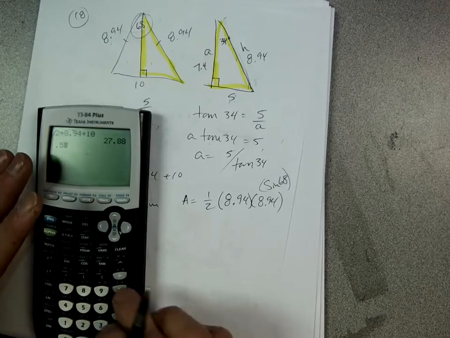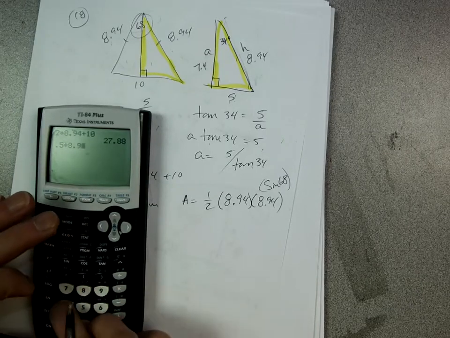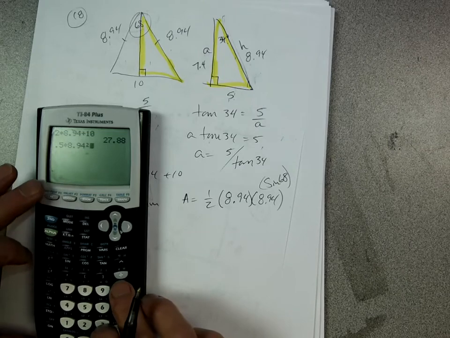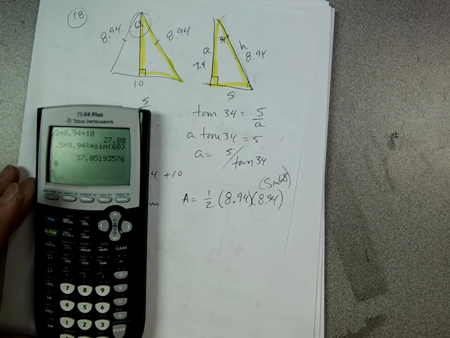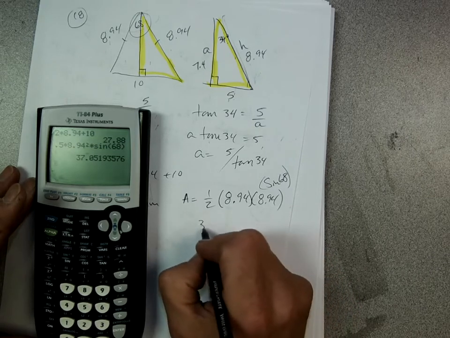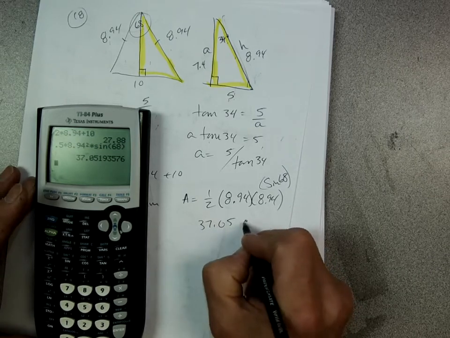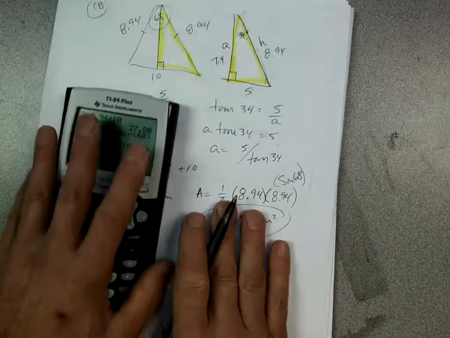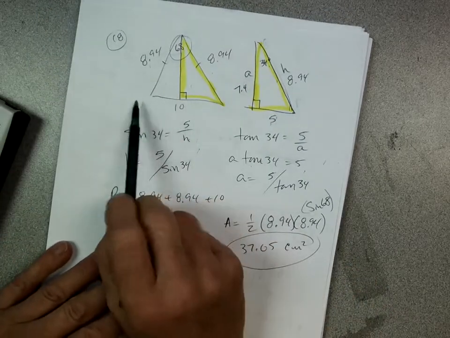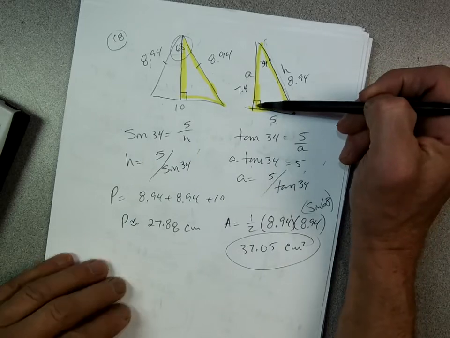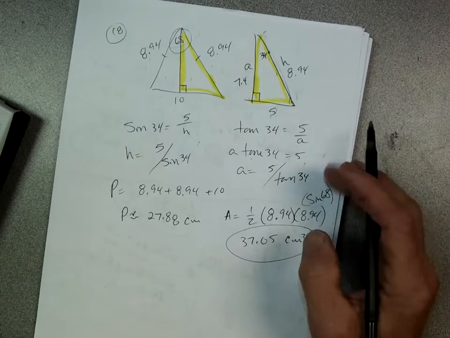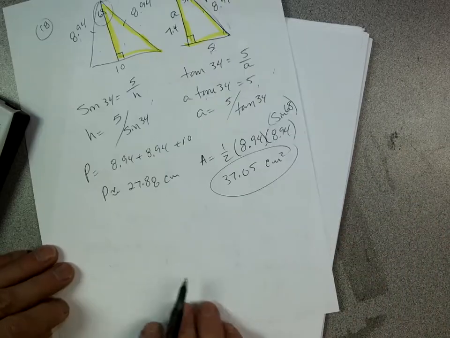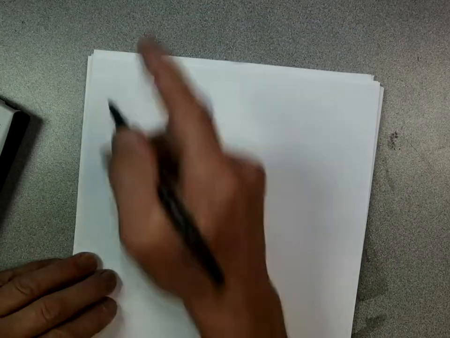So 0.5 times 8.94 squared times the sine of 68. It's about 37.05 centimeters squared. Or yeah, could have done 1/2 times 10 times 7.4, and you got the same answer. I just want to try the other formula. Same thing. Okay, we're almost there. Pull away 18. Let's take a look at 19.